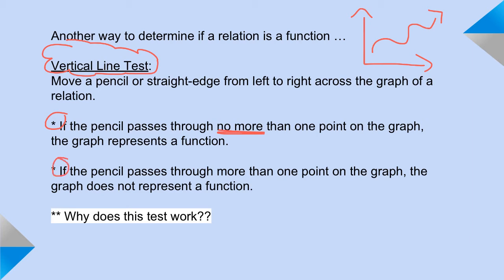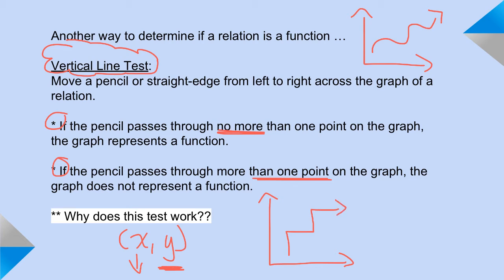But if that vertical pencil passes through more than 1 point, then we've got a problem and it is not a function. The reason this works is because remember that graph is made up of ordered pairs. Every x can only have one y. And if we don't pass the vertical line test, let's say we had this graph, although it's lovely, it is not a function. The problem would be right here. All of those x values, that x value shares many y values. That's a problem. And this x value shares many y values, and that's a problem. And that's why the vertical line test works.